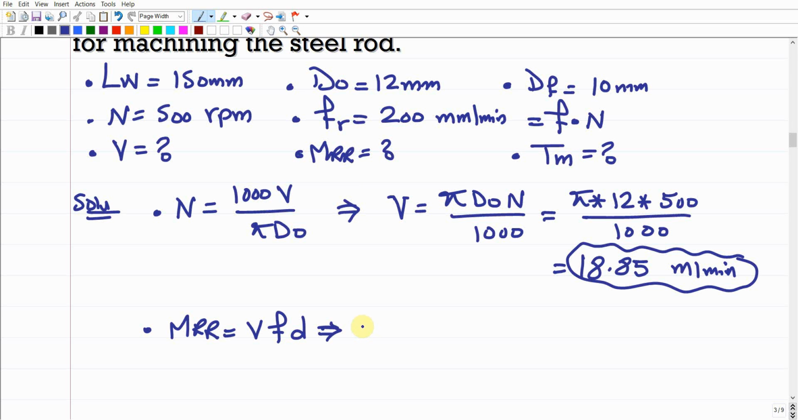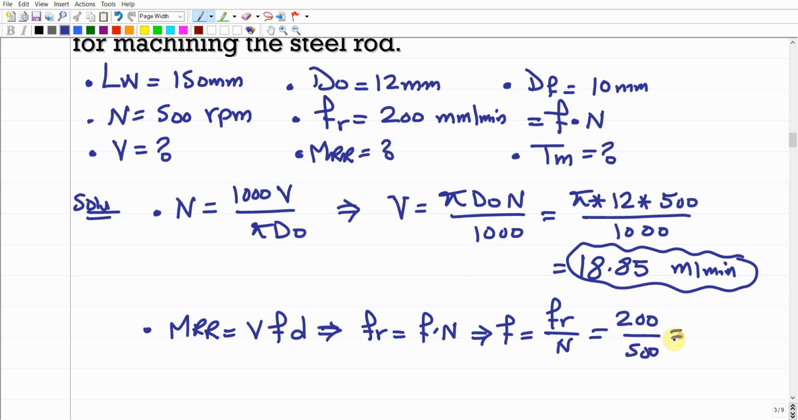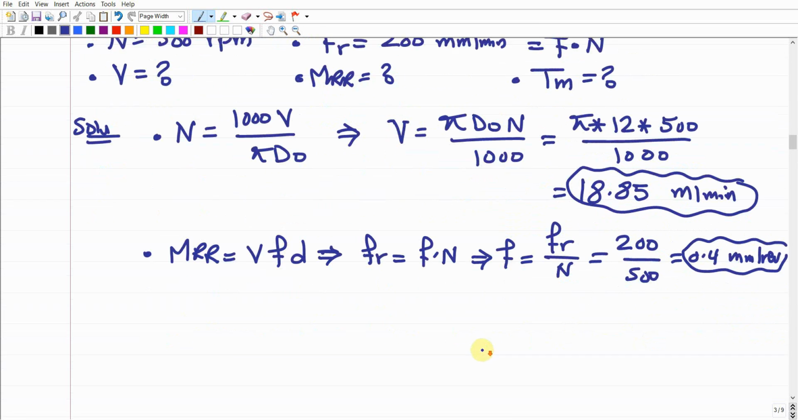To calculate F, he gave us FR equals F times N, right? So what should be F? F is going to be the division of FR divided by N. FR was given as 200 millimeter per minute, divided by 500. This is going to give us 0.4 millimeter per revolution. This is the F. So we calculated the F we needed.